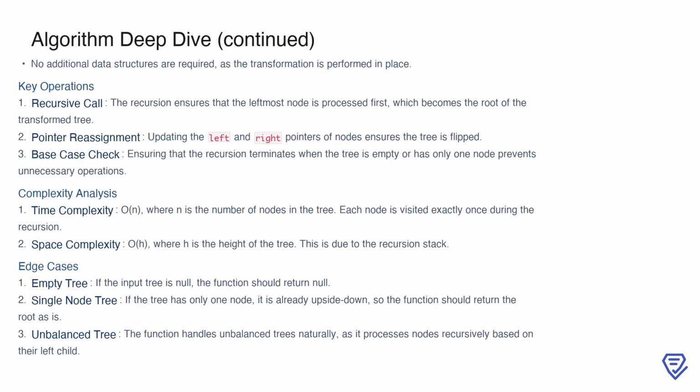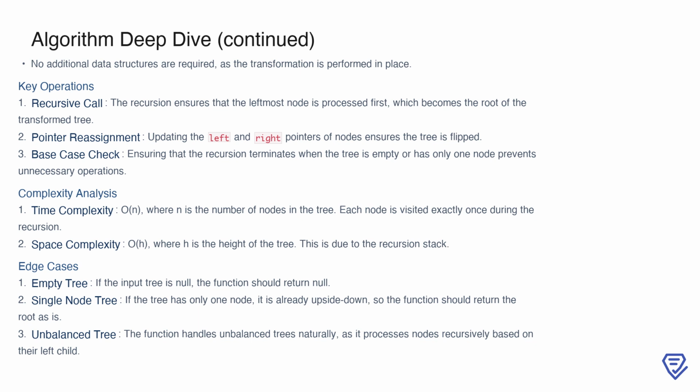The algorithm efficiently flips the binary tree in place, requiring no additional data structures. The recursive call ensures that we reach and process the leftmost node first, which becomes the new root. By carefully reassigning the left and right pointers of each node, we achieve the upside-down transformation. The base case check prevents unnecessary operations when the tree is empty or contains only one node.